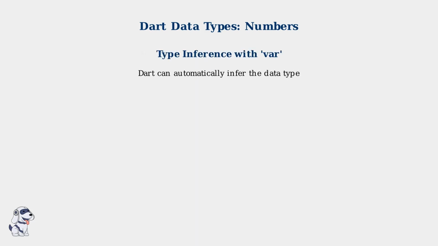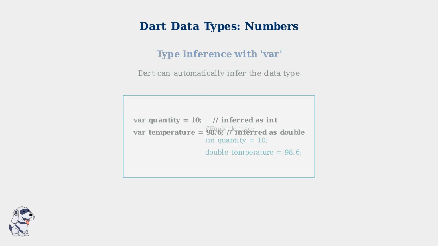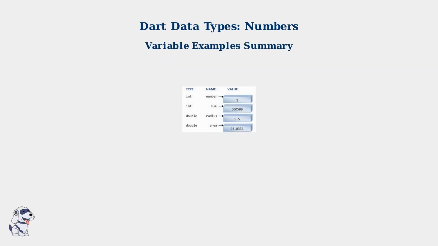Dart also supports type inference using the var keyword. When you use var, Dart automatically determines the data type based on the assigned value. For example, var quantity equals 10 is inferred as an int, while var temperature equals 98.6 is inferred as a double. This summary table demonstrates various numeric variables in Dart.